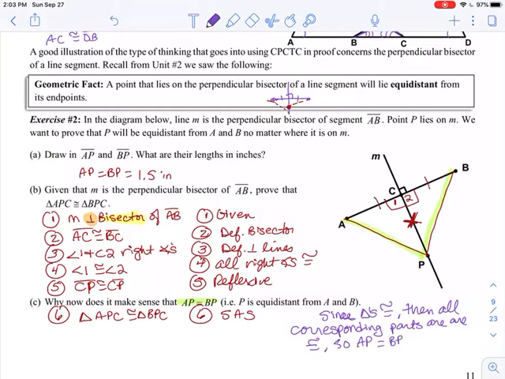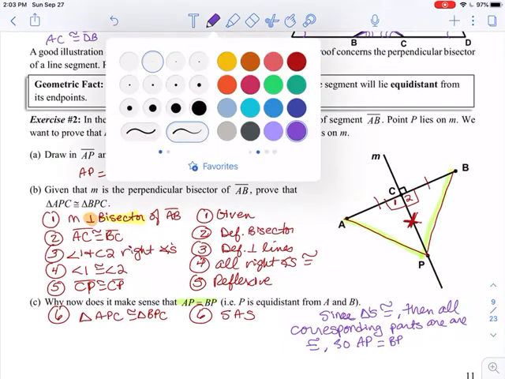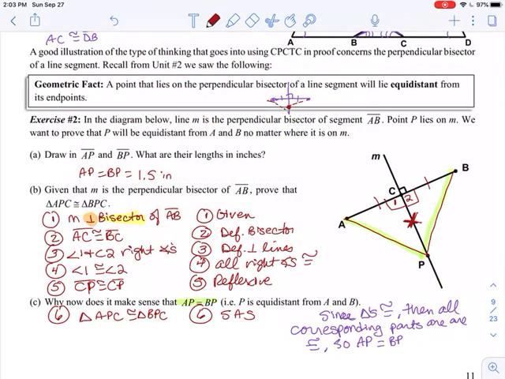So AP has to be equal to BP. How do I write this in a proof? It's just one more step. So I do the exact same thing that you just did, but I add on the last step, 7, and I say that AP is congruent to PB, and the reason is CPCTC. Corresponding parts of congruent triangles are congruent.